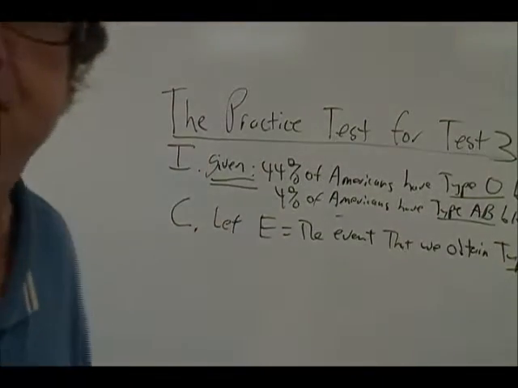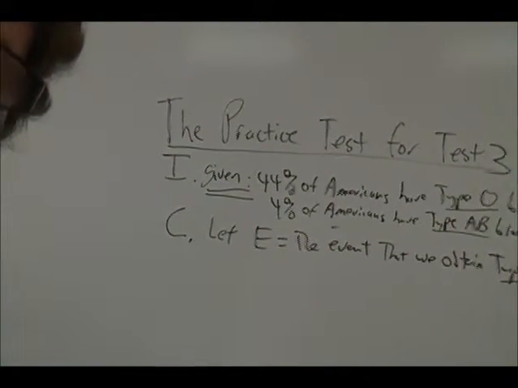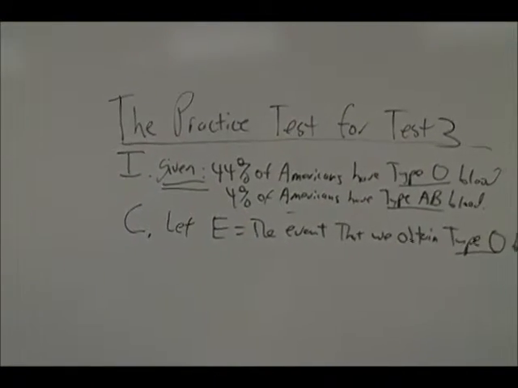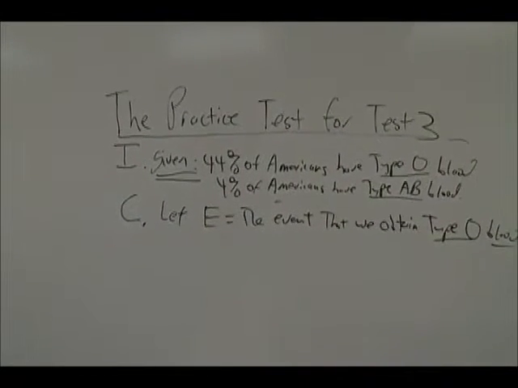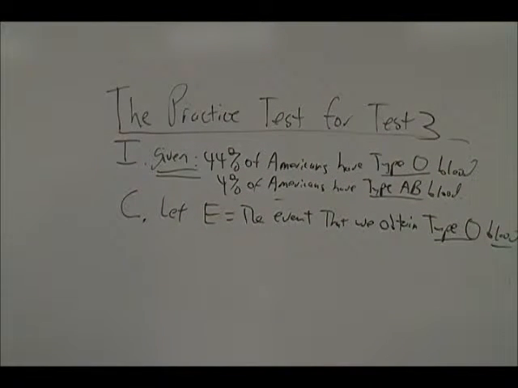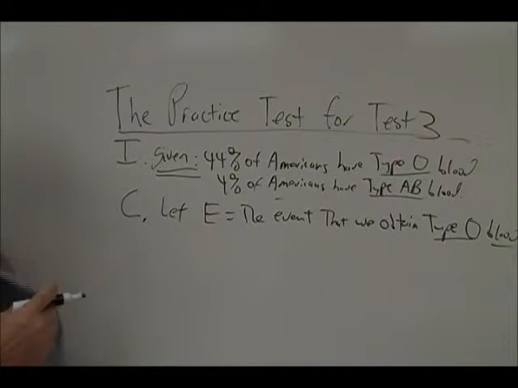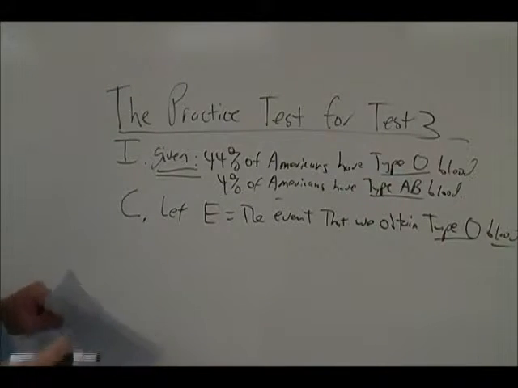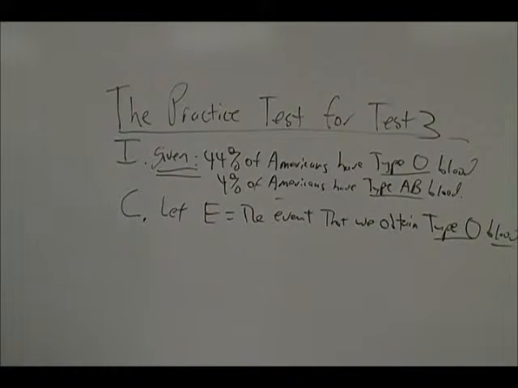let me move this. I got off course here. Type O blood. Then we have two ways of doing this. What we want is not the event that we obtain type O blood from randomly selecting an American citizen. We want the probability that the randomly selected American has a different blood type than type O.